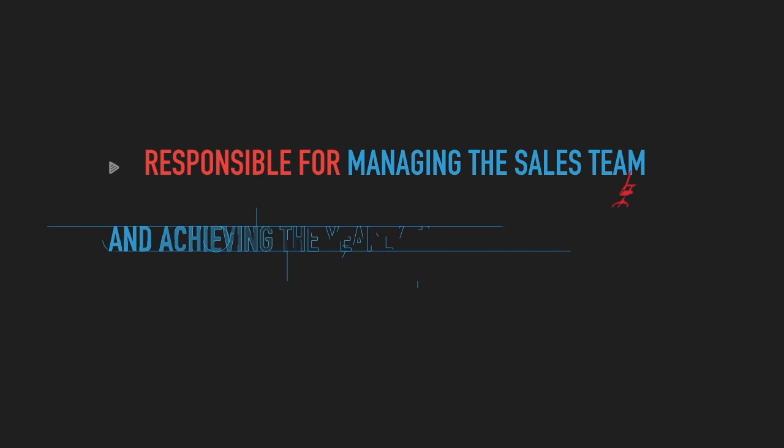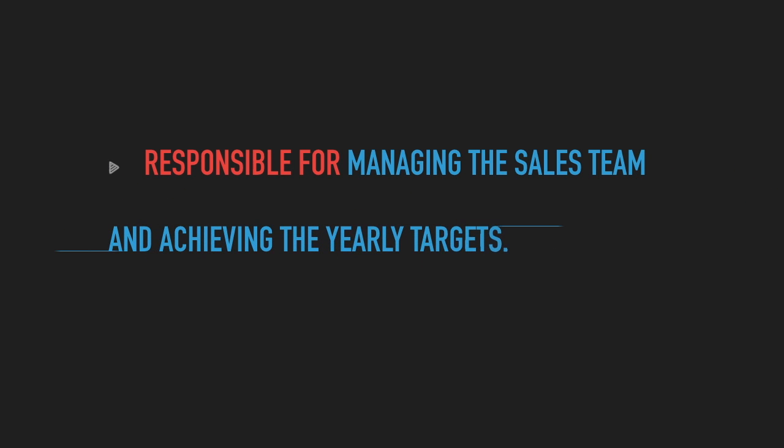Notice that in this example, the candidate is describing the role and responsibilities rather than the actions that were taken as part of the job. The bullet point says, responsible for managing the sales team and achieving the yearly targets. Now, this does not give us the full flavor of what this candidate has done and achieved and what skills the candidate used to fulfill the role and responsibility.